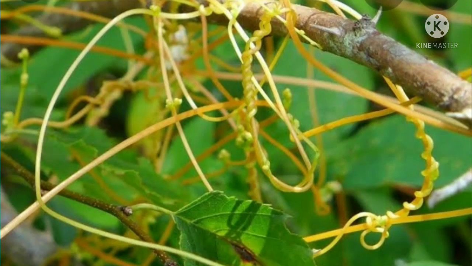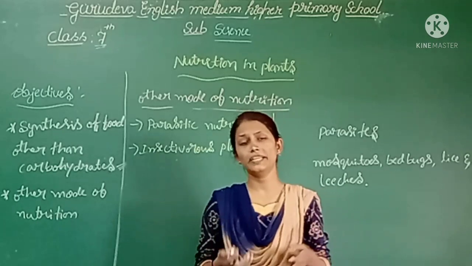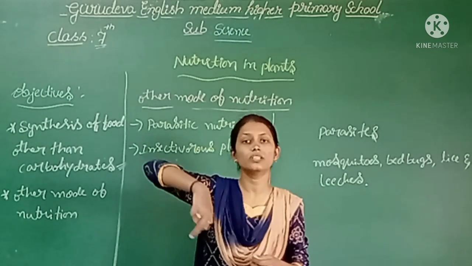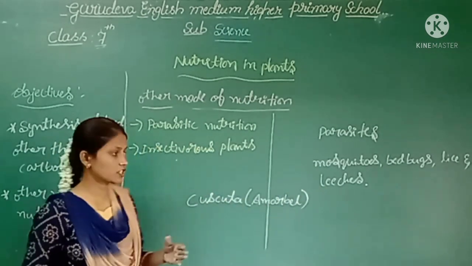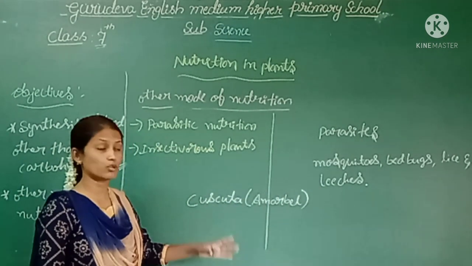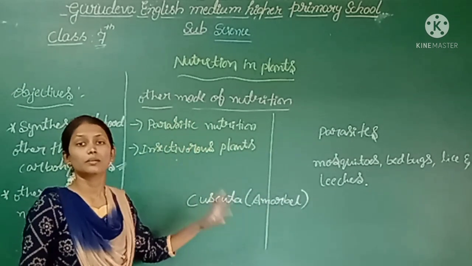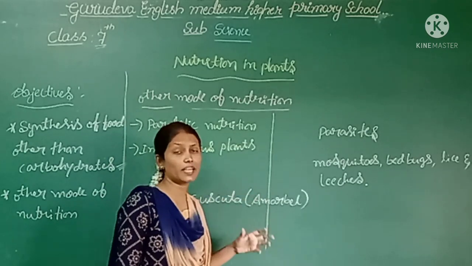Look at the picture. This is the picture of the amarbel or cuscuta. Dear children, this is one of the parasitic plants. In this picture, you might have seen a yellow wiry branched structure spinning around the plant. That yellow branch structure we call cuscuta, or also amarbel. It is one of the parasitic plants. How does it obtain the food?